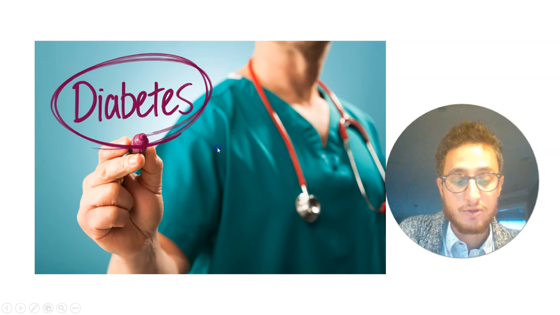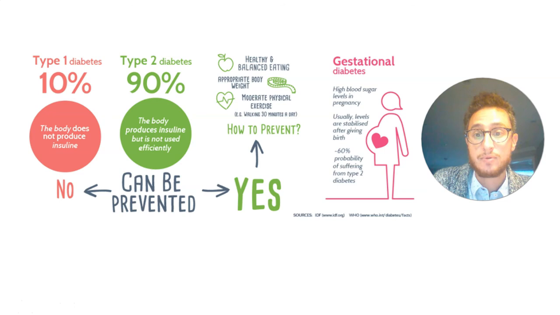So the first type of diabetes is called type 1, and it affects only about 10% of the people who have diabetes in general. This is a condition that is autoimmune, meaning that your own immune system breaks down your own beta cells. And this generally means that you can't produce your own insulin. In that case, you're going to be an insulin-dependent diabetic, meaning that you need to take injections to get your insulin at the appropriate times. And of course, that can't be prevented.